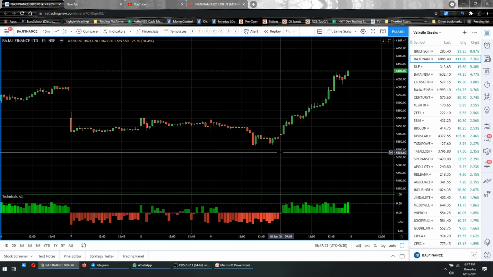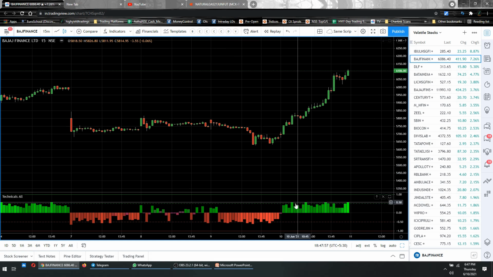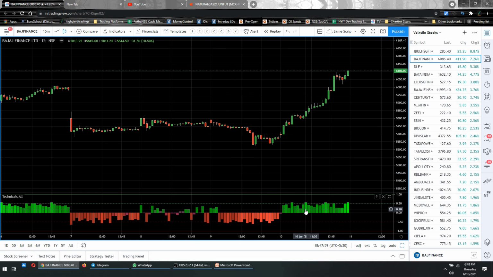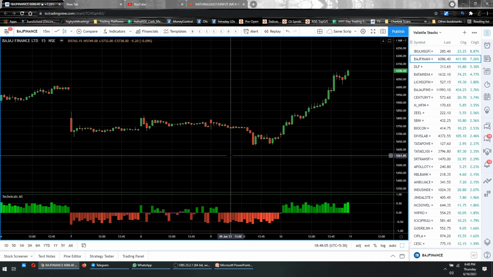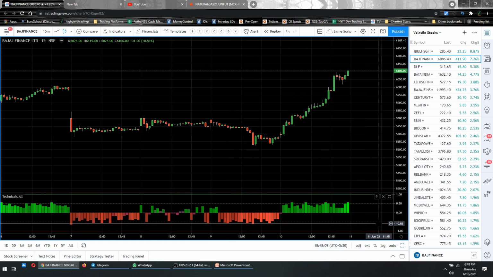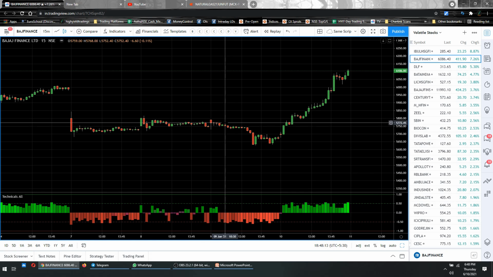It was a falling market. So what happened here? We are trying to find a green candle that crosses the plus 0.5 mark here. When the trend of the stock is falling, you need to find a red candle that crosses the minus 0.5 mark here. Okay, so it was a downtrend.